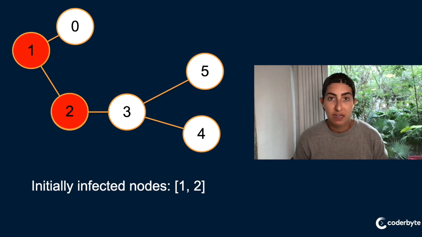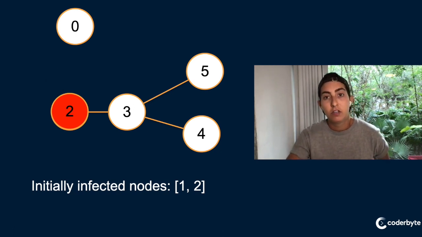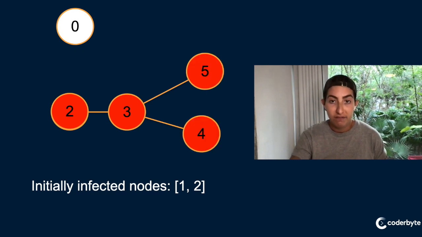So for example, let's try and remove 1 and see what happens. So we remove node 1. What happens? 2 is still infected, right? So first 3 gets infected, and then 5 and 4 get infected. But 0 gets saved because we got rid of node 1 and all of its connections. And so 0 is on its own. We don't have to worry about it anymore, right?